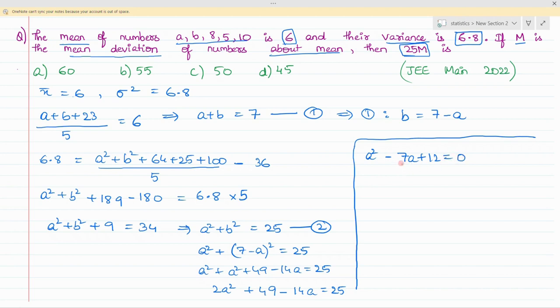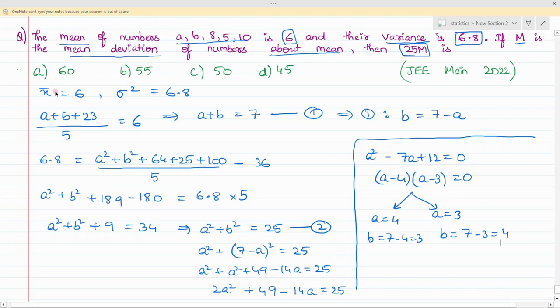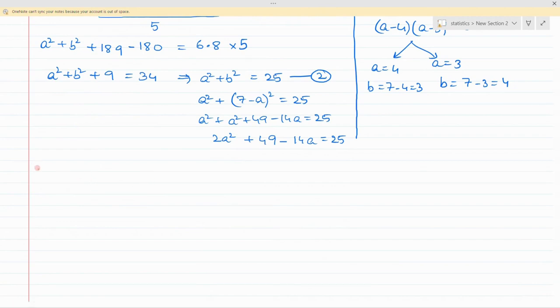So there are two possible values of a. From here we'll get two factors, that is a minus 4 and a minus 3 is equal to 0. So the value of a can be either 4 or 3. If value of a is 4, b is 7 minus a, so it becomes 3. If value of a is 3, b is 7 minus a, that is 4 in this case. So you can take any one case over here. So let's assume a is equal to 3 and b is 4 over here.